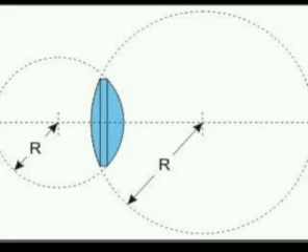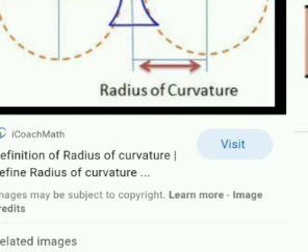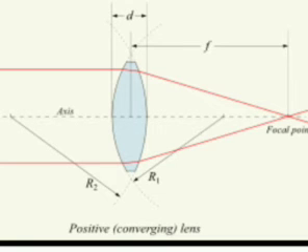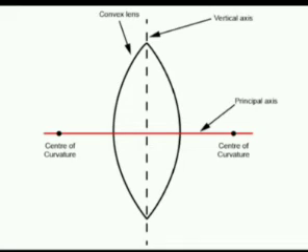Converging lens. Rays parallel to the principal axis converge at the focus after refraction through the convex lens, so it is called a converging lens. See the diagram, this is a convex lens. A convex lens is thicker in the middle and thinner at the edges.